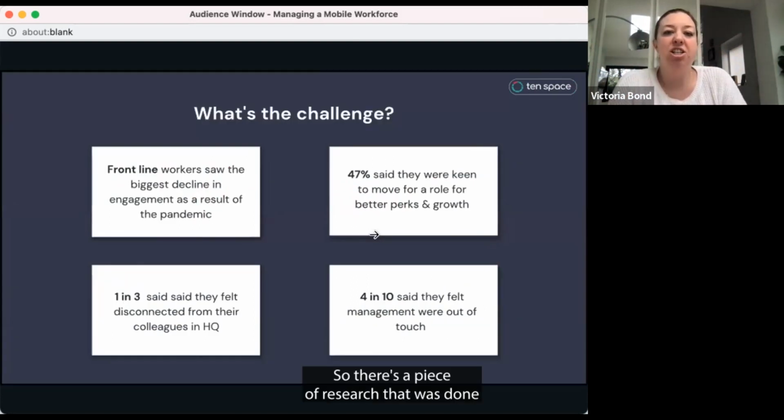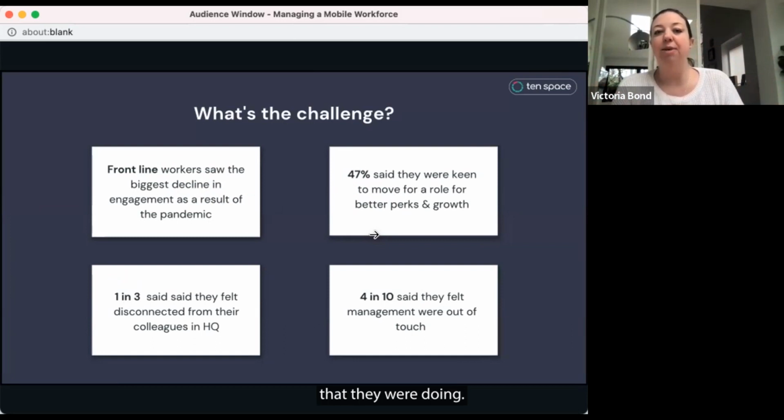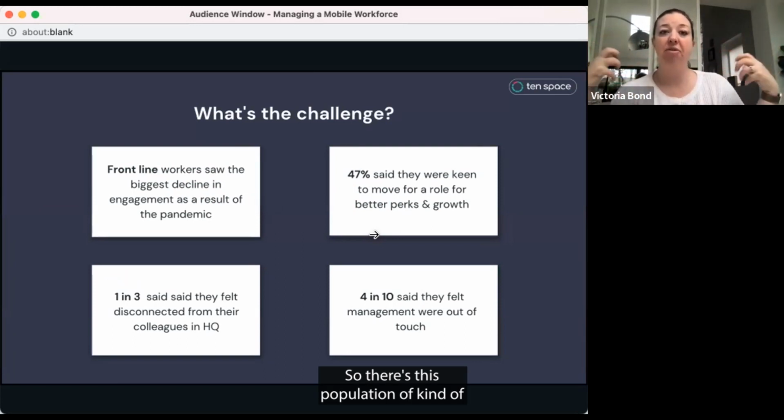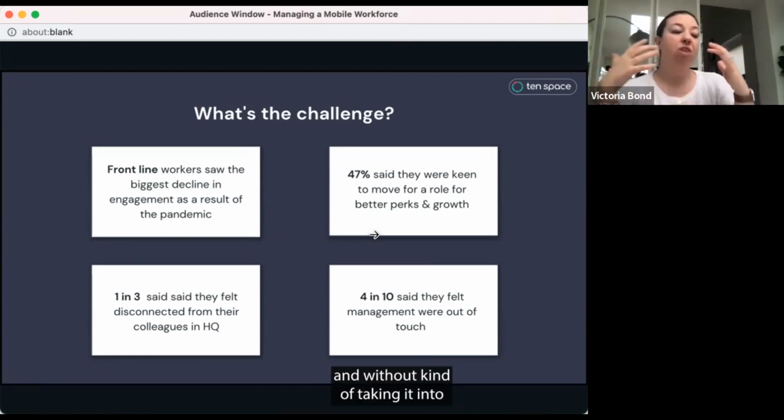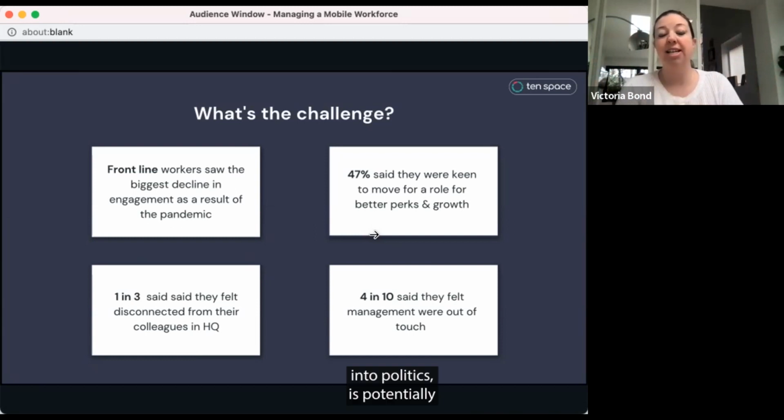There's a piece of research that was done after the pandemic, into the engagement levels across the UK, and they found that frontline workers saw the biggest decline in engagement as a result of the pandemic. Some of that's really natural because of the type of work that they were doing, but actually that's carried on after the pandemic. So there's this population of deskless remote frontline workers who are disengaged. Without taking it into politics, it's potentially translated into some of the strikes that we're seeing, and some of those industries are covered by some of those people that we're seeing striking at the moment.